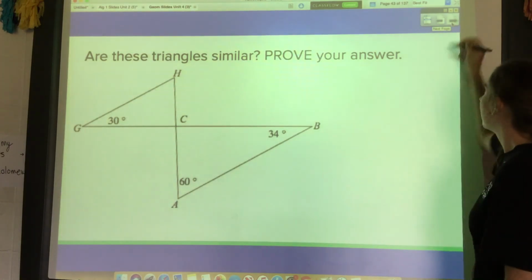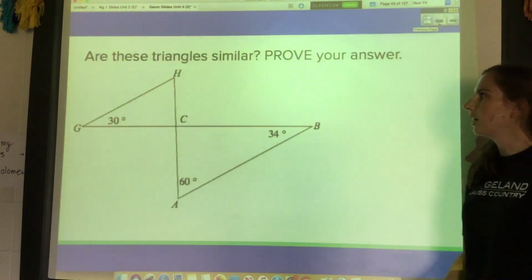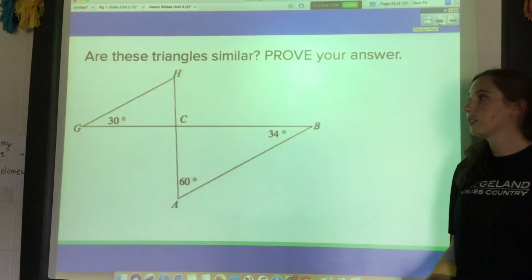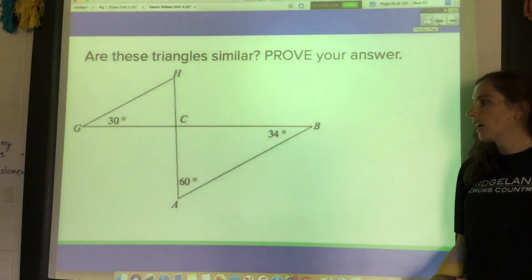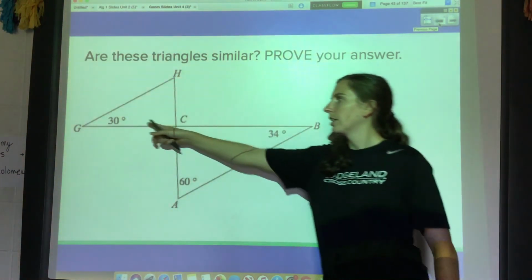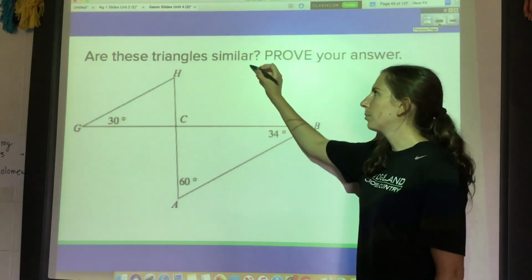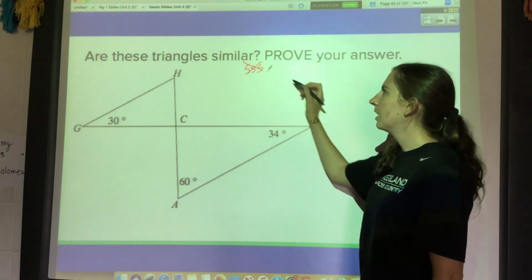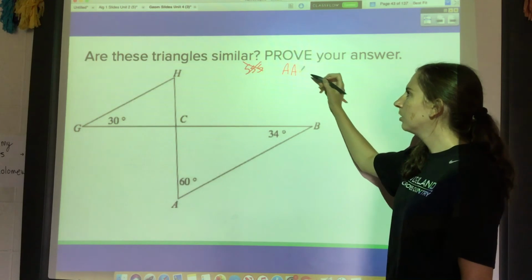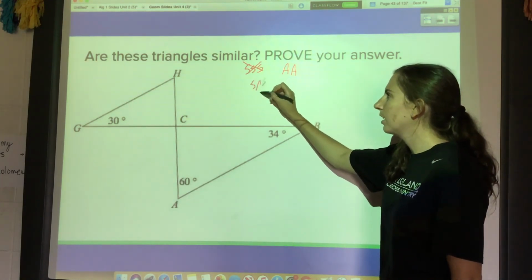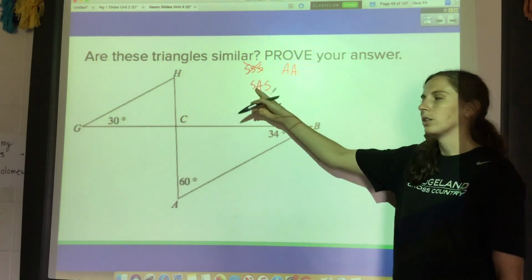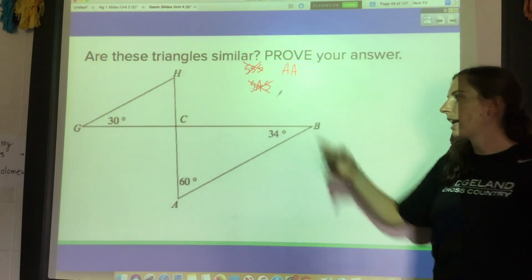Okay, I think this is our last one. So if I want to see if these are similar, again, on this one, I don't know anything about the side lengths, so it's probably not going to be side, side, side. So it's probably either angle, angle, or side angle side, which is not going to work either, because again, I don't know the side lengths. So it's going to have to be angle angle.